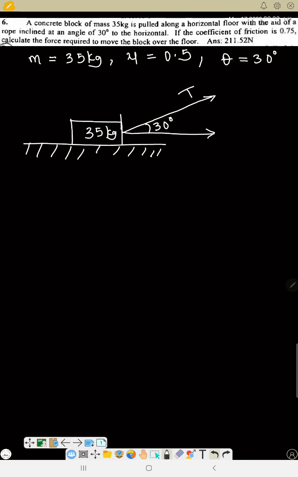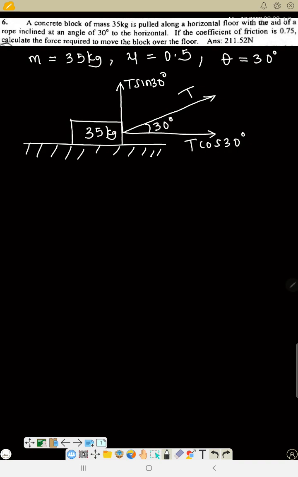So now there will be a vertical force also. If this is tension T, then this is the horizontal component, T cos 30 degrees. This place will be T sine 30 degrees. If you watch my video on scalar and vector, I told you that where the angle lies is always cos, then the other side is sine. If you watch the video on scalar and vector, you will understand better.